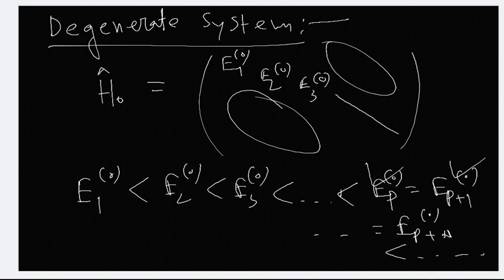And the problem with degeneracy is that if you look at the first order correction to the state for the non-degenerate case, it is minus summation over k not equal to n.